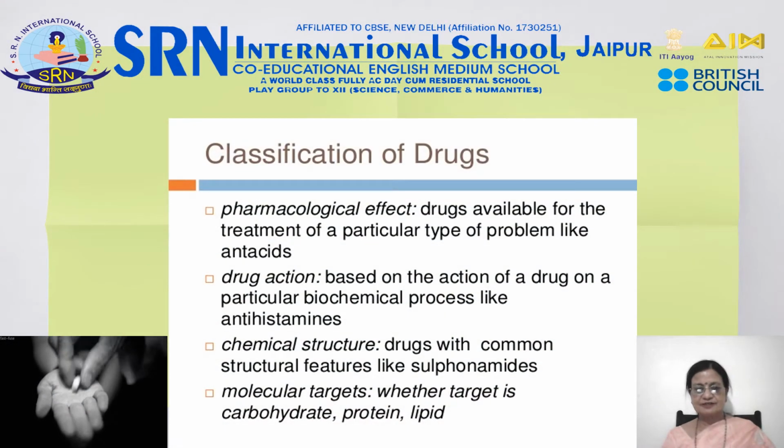Classification of drugs. Drugs have been classified based on pharmacological effect, that is, drugs available for the treatment of a particular type of problems like antacids. Drugs are classified based on the action of a drug on a particular biochemical process like antihistamines. Drugs are also classified based on the chemical structure, like for example sulfonamides, which have common structural features. And lastly, drugs are classified based on the molecular targets, whether the target is carbohydrates, proteins, or lipids.